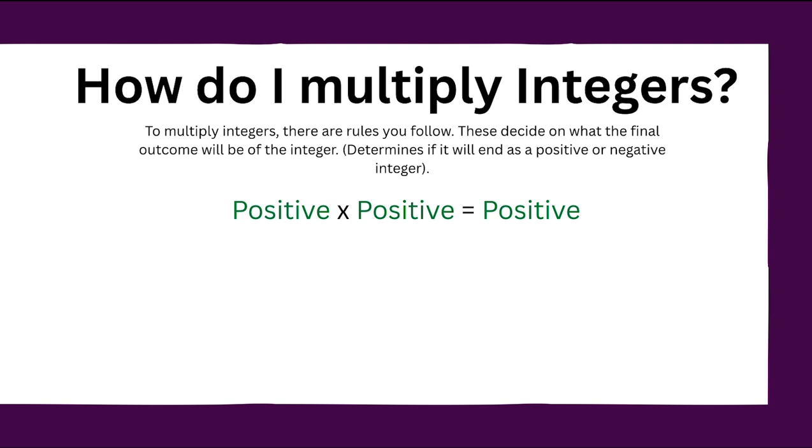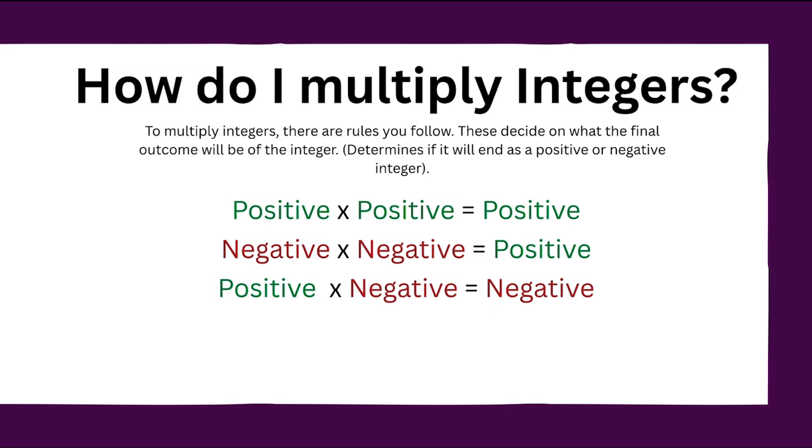Going on to my second rule, I have a negative times a negative. And when I multiply those two together, I'm going to end up with a positive as well. And how I like to remember these is that if they're the same, that means they're going to be positive no matter what. Now let's switch it up a bit.